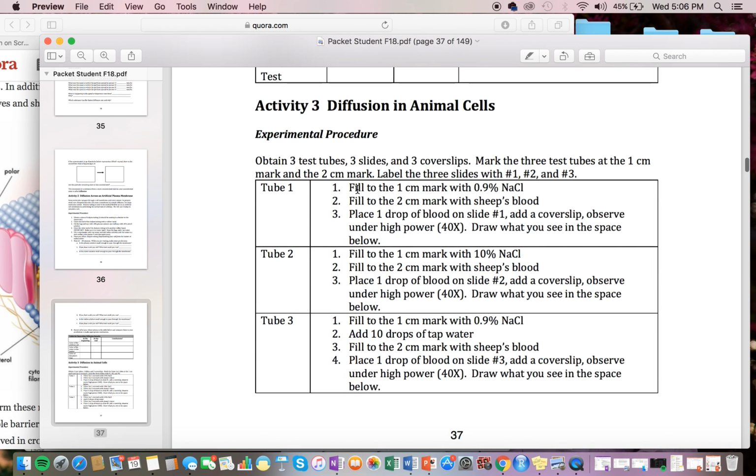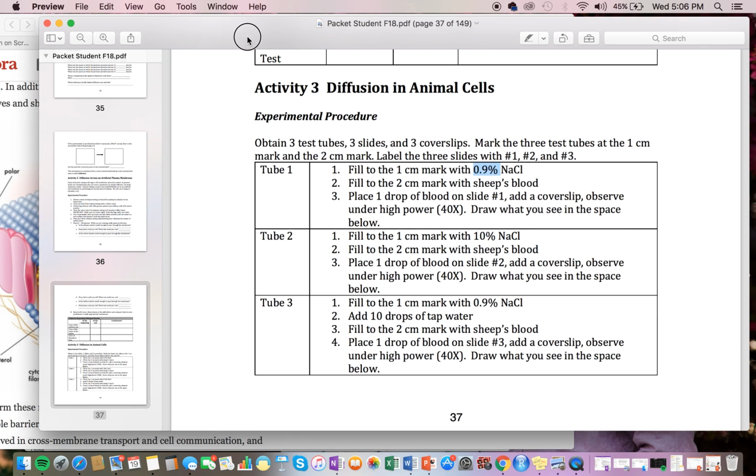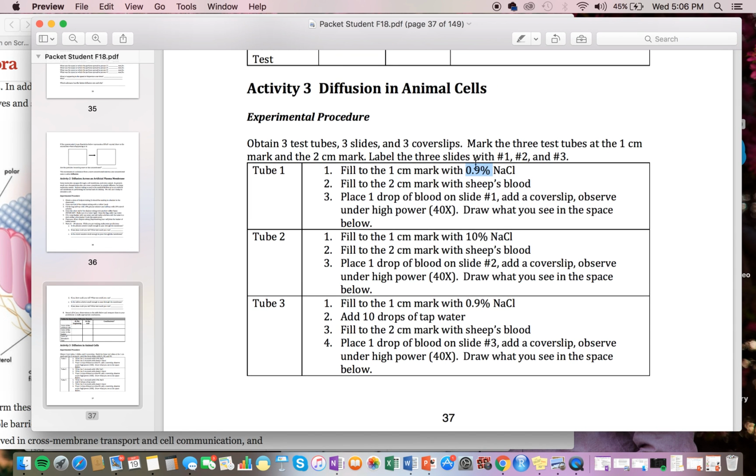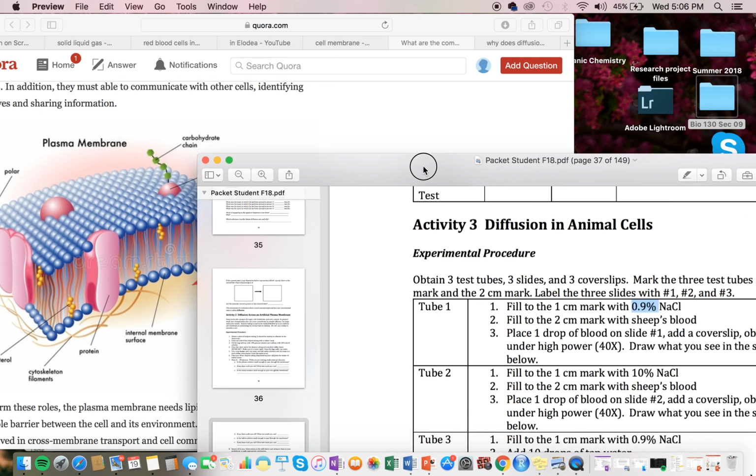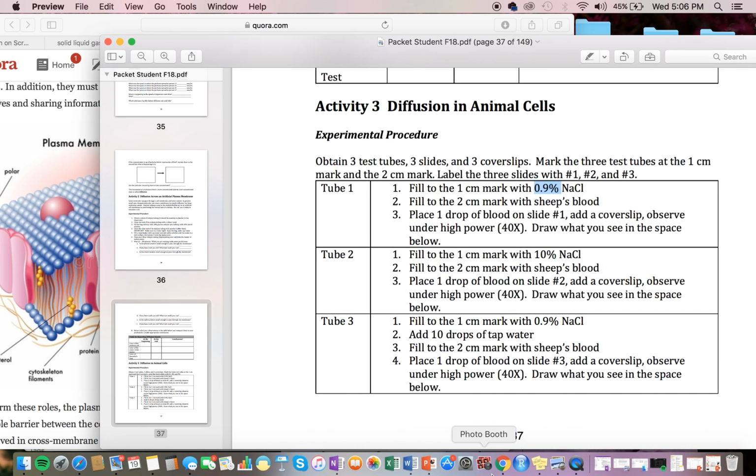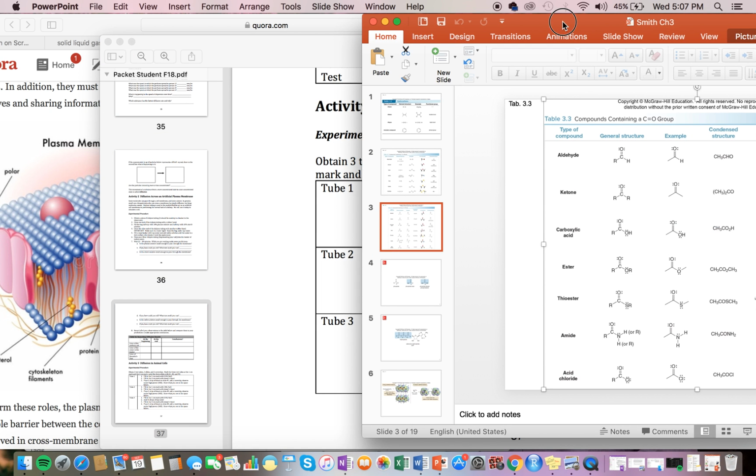Something I didn't mention during lab was that blood actually has this same concentration of salt on the inside of it. So that would make you putting this salt solution outside on top of the blood. What kind of solution would that be? Well, it would be an isotonic solution. And I'll show you that in my PowerPoint if you want to look back at it.